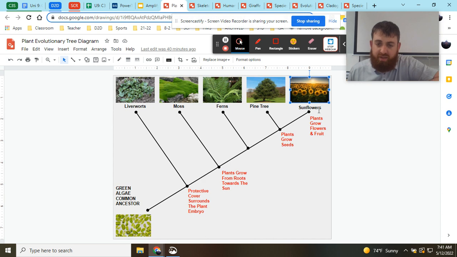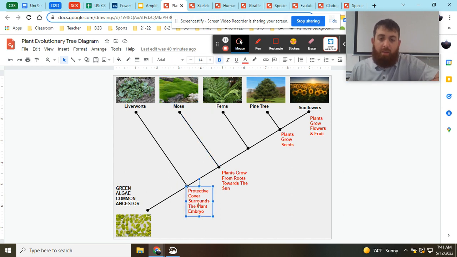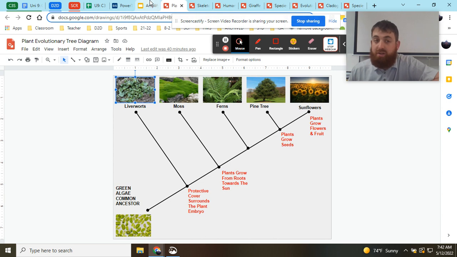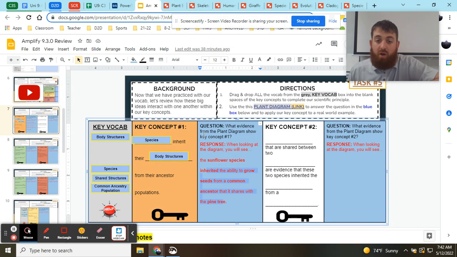So the sunflower inherited the ability to grow seeds from some common ancestor with the pine tree, and inherited the ability to grow from its roots toward the sun from some common ancestor with moss, and it inherited the protective cover from some common ancestor with liverworts. So these are our common ancestors that we see with all of our different species, and that's how our sunflower inherited its structures. So it's your job now to complete the rest of this where we fill in our key concepts and connect it to the diagram.